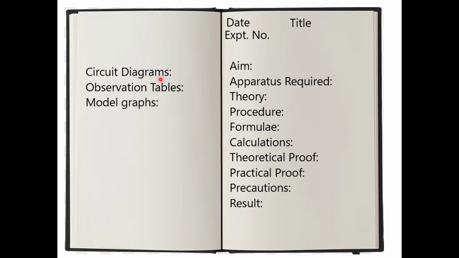On the left side pages you must draw the circuit diagram, the observation tables, and if model graphs are available you must draw the model graphs, only on the left side pages of your observation or record. This procedure you must follow for any experiment that you are going to write in the observation or the record of electrical engineering. Now let us get back to our manual.